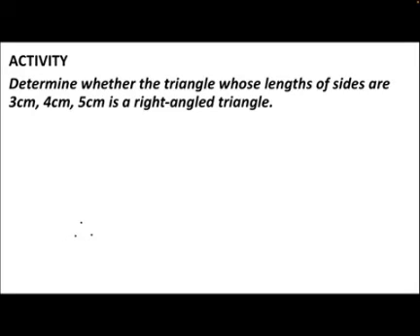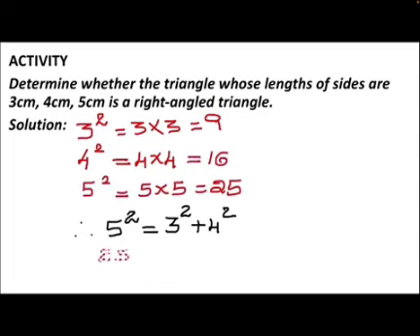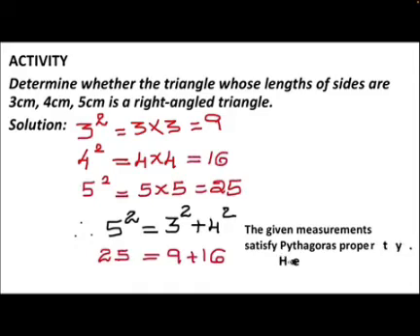Next activity. Determine whether the triangle whose lengths of sides are 3, 4 and 5 centimeters is a right angle. Okay. So the previous one is similar to this. So you can just directly solve it on your own. See how I've solved it. The given measurements satisfy the Pythagoras property. So it's a right angle triangle.